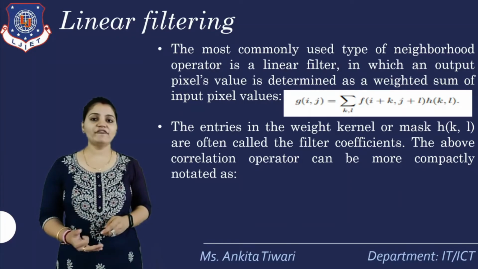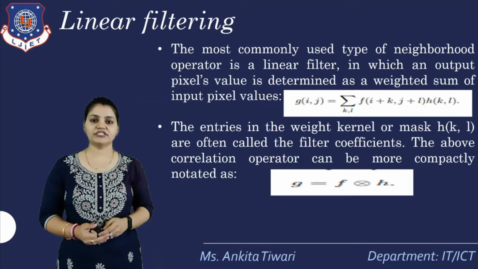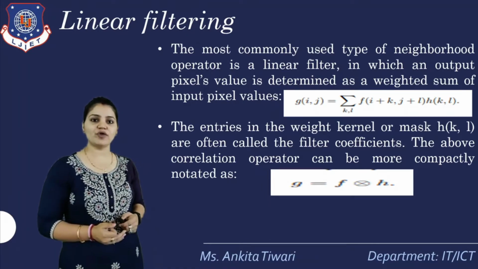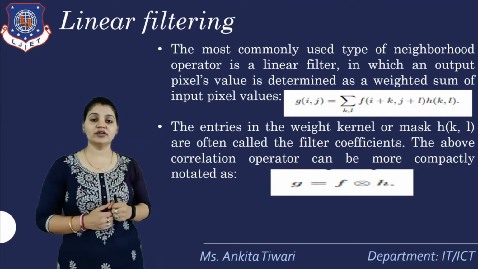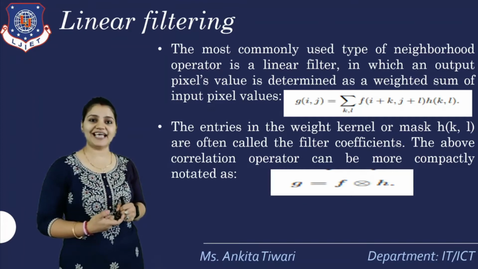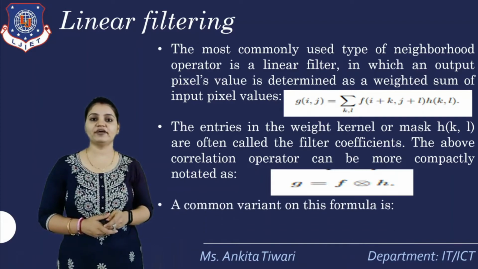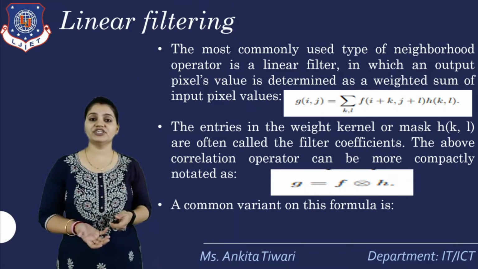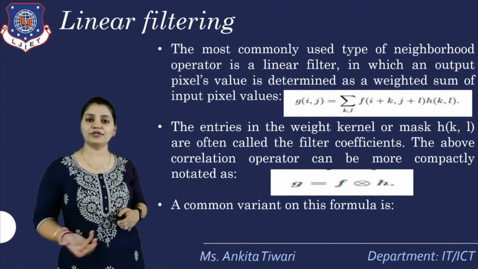The above correlation operator can be more compactly noted as g equals f correlated with h. One function is f of i plus k, j plus l, and the other function is h of k, l. So g is equal to f combined with h, written with the correlation symbol.